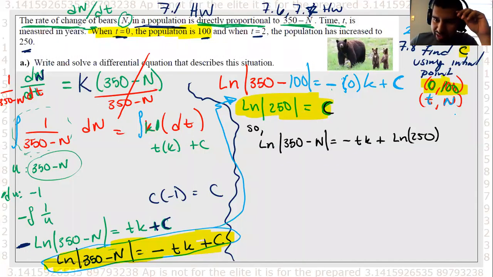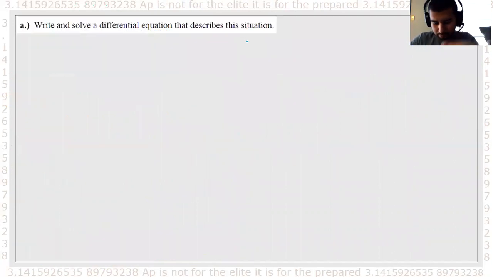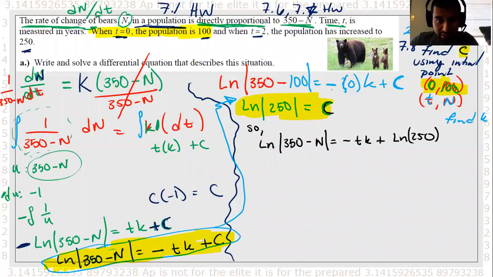And our last step will be finding k. So we will find k given the next value, which according to this is when t equals 2, it has increased to 250. So our next point is going to be using t equals 2, n equals 250. And that's what we're doing, guys. We're just substituting. So let's say this is my t and this is my n, because that's what the question said. Time is 2. Total amount of bears is 250.